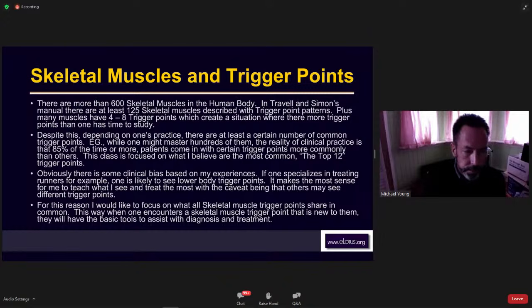Travell didn't look at it that way. But obviously there's some clinical bias. If you specialize in treating runners, you're going to see a lot of the trigger points below the knee. And in Boulder County, where I practice, we have a lot of climbers, and so we see a lot of shoulder stuff. If you have a different group of patients, you're probably going to see different ones. But what makes sense is for me to cover the ones that I see commonly. So that's what I'll do.